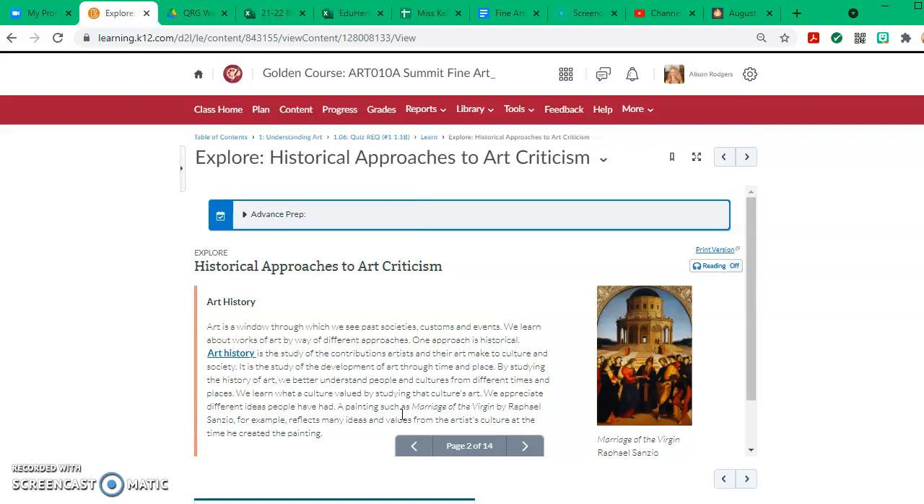By studying the history of art, we better understand the people and cultures from different times and places. We learn what a culture valued by studying that culture's art. We appreciate different ideas people have had. A painting such as Marriage of the Virgin by Raphael Sanzio, for example, reflects many ideas and values from the artist's culture at the time he created the painting.